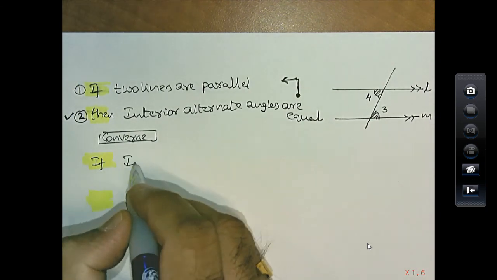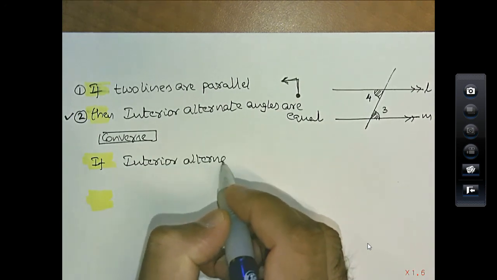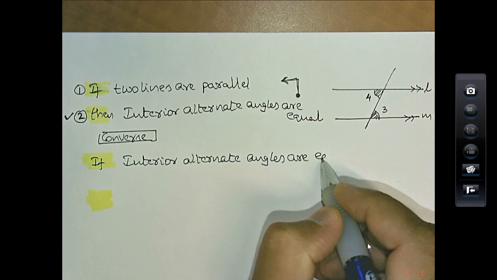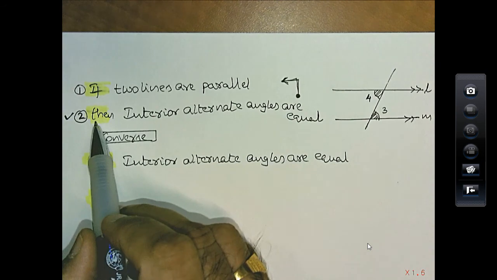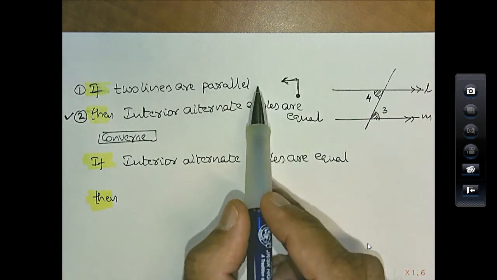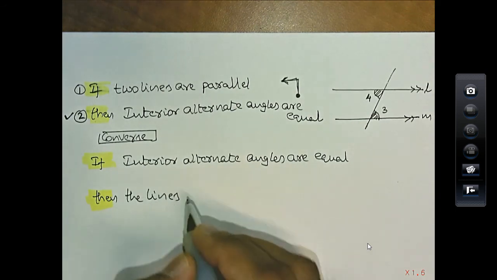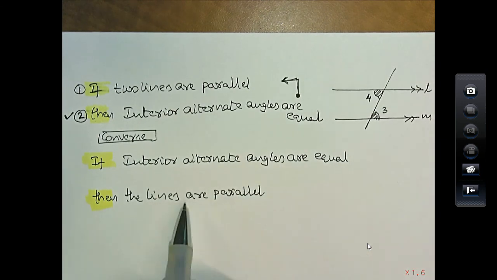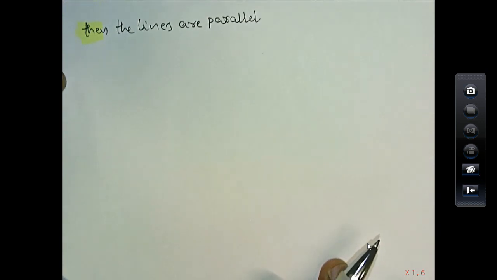If interior alternate angles are equal, then I'm going to my first part of the statement. Then the lines are parallel. Now, based on the converse, based on this statement, we are going to construct the parallel lines. How?